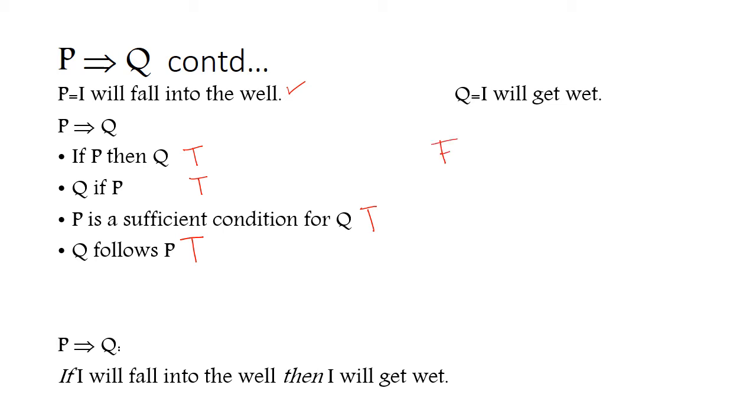Let's check the false combination, that is, P implies Q is false. When is it so? When P is true but Q is false, that is, I am falling into the well but I am not getting wet. This is a false proposition. This is a false combination. So I hope P implies Q is clear enough. Don't go by just the notion that true, false, false is the key to learn the truth table of P implies Q. You should be convinced enough about why it is so.